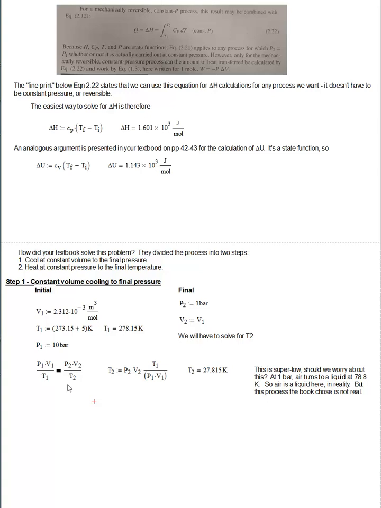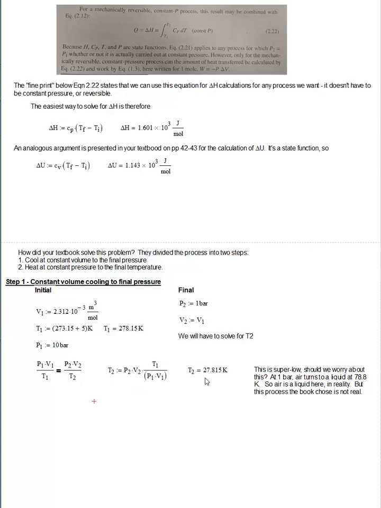So we have to use the information that's provided to us in the problem. PV over T is constant, and so if you want to let MathCAD do the algebra for you, what I did was I set P1 V1 over T1 equal to P2 V2 over T2, and then I ask it to solve for T2, and you get this expression here. And T2 ends up being 27.8 degrees Kelvin.